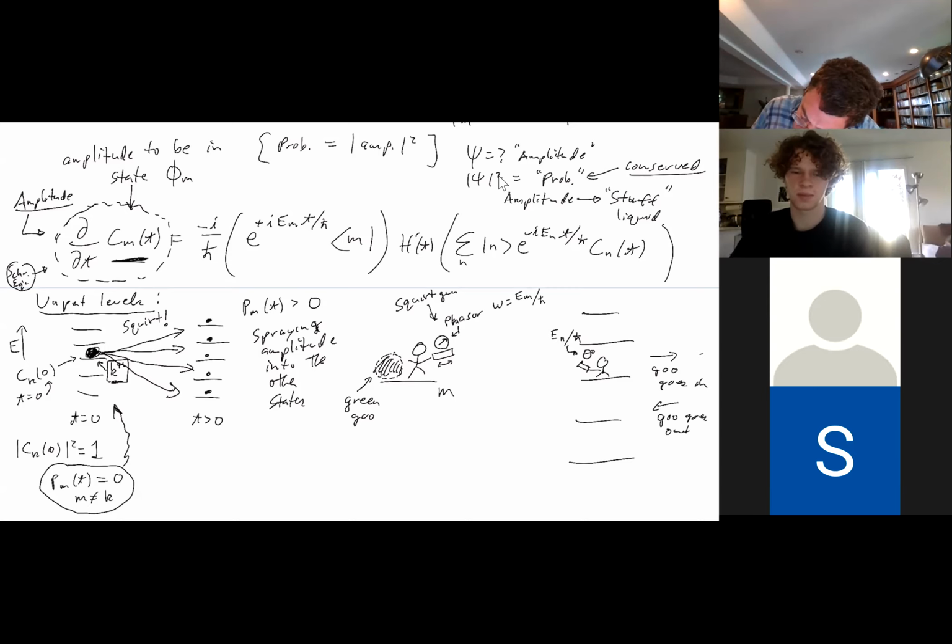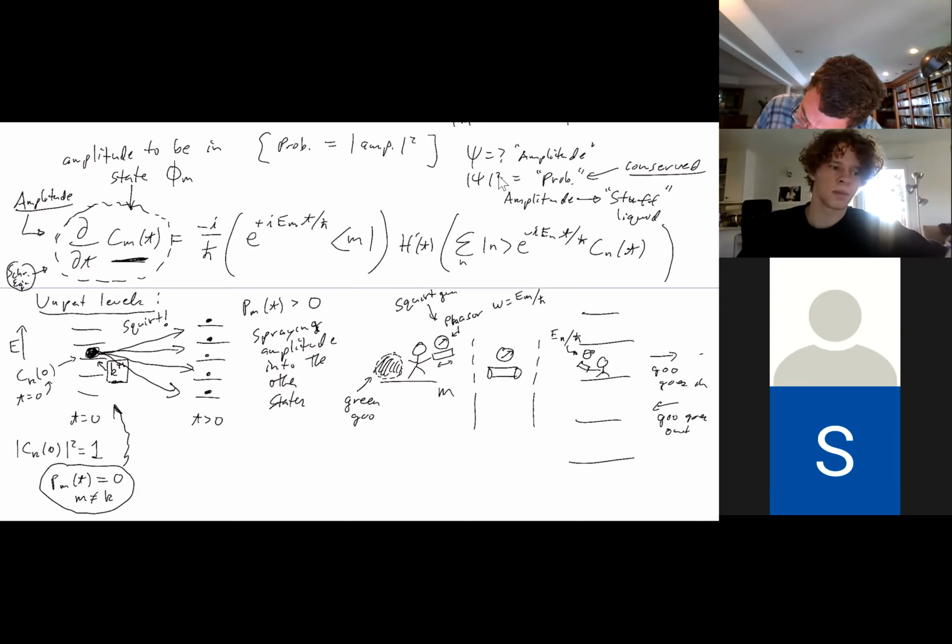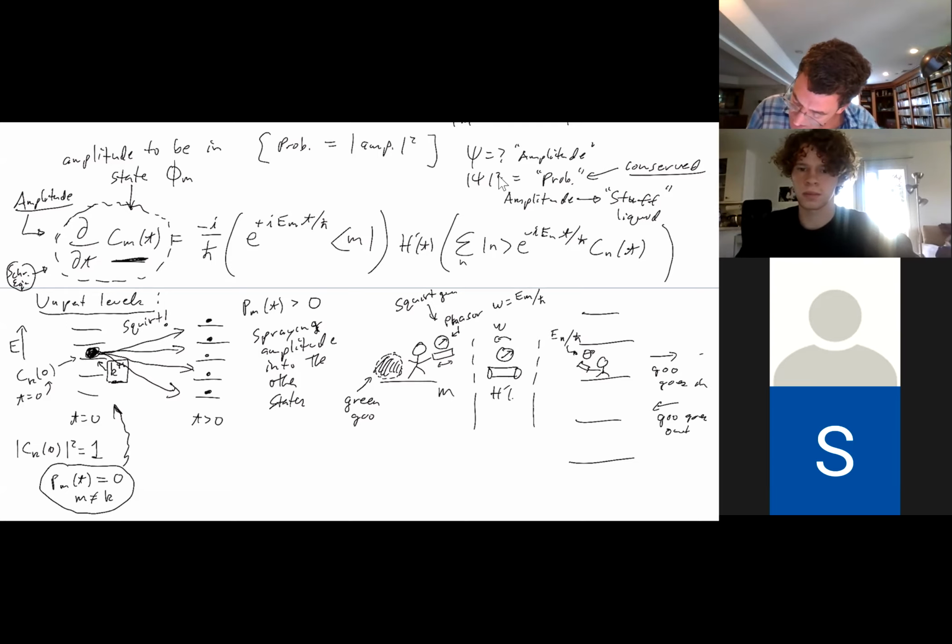Then we have the perturbation, which is sort of like a tunnel here, and the tunnel is also rotating with some frequency omega, which is the omega of the perturbation. So we have these three parts. We have all the other states with little men with their squirt guns and their phasers, and they can either accept the green goo or squirt it back out. Whether the goo goes in or out depends on the phaser.